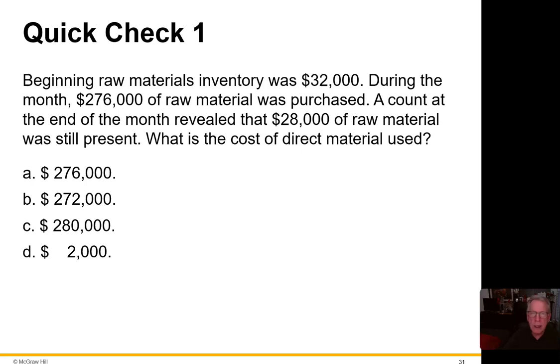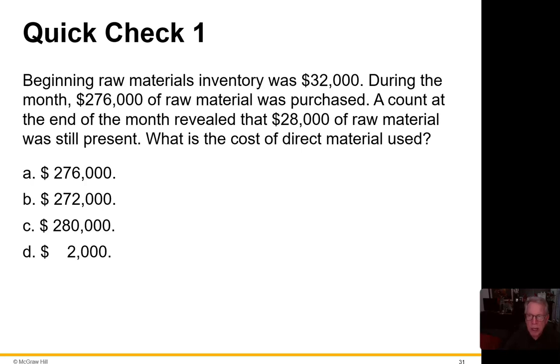All right, let's see. We'll do a quick check here. So if beginning raw materials inventory was $32,000, and during the month, $276,000 of raw materials was purchased, a count at the end of the month revealed that there were $28,000 of raw materials still present. What is the cost of the direct materials that we used? Let you look at that for a second.